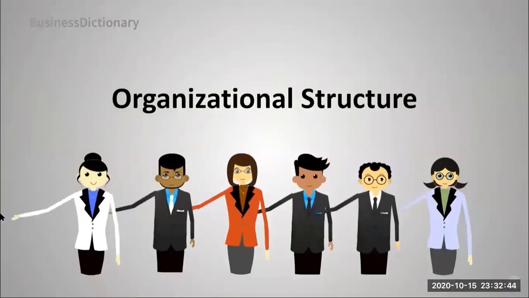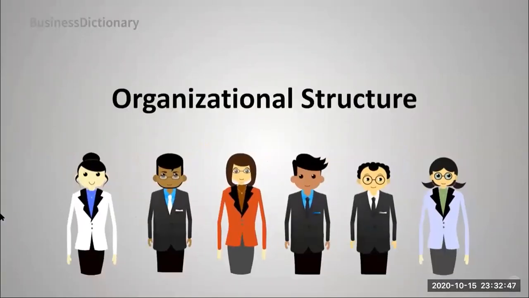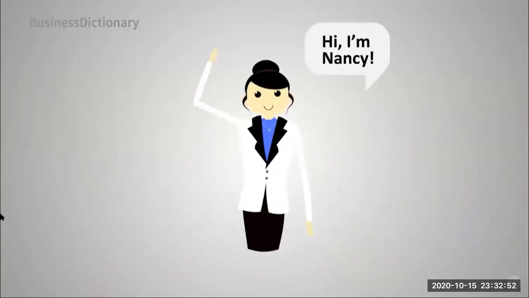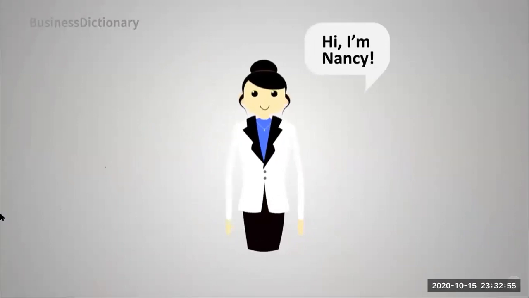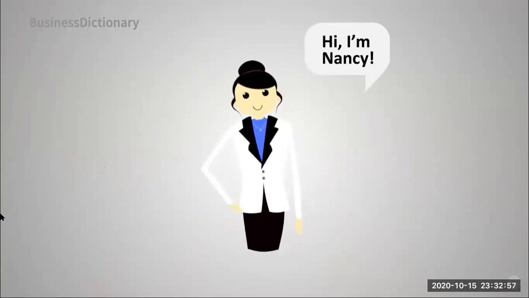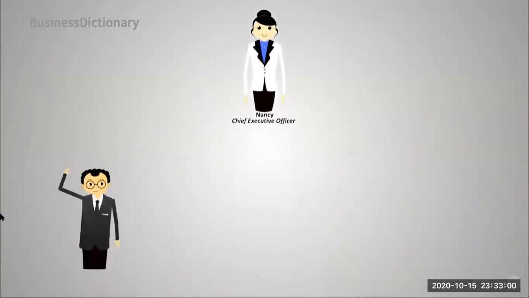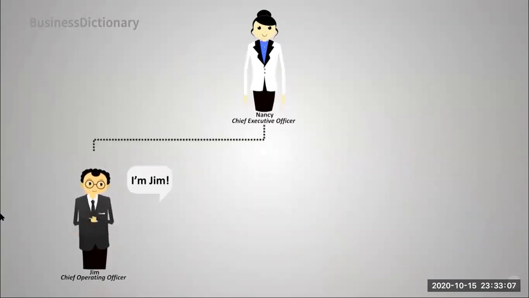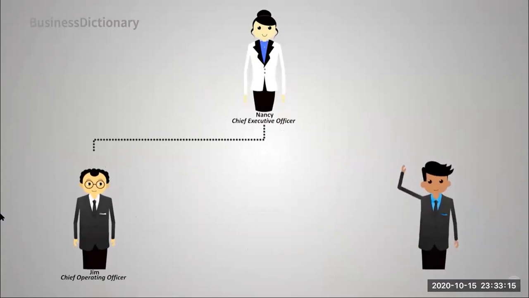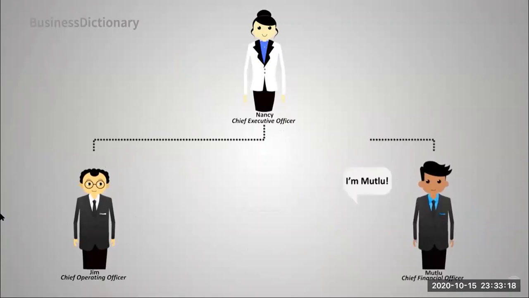Hello there, buddy. With a little help from my animated friends, let's find out what organizational structure means. Now meet Nancy. She's the Chief Executive Officer, or CEO of Awesome Corp, a company with 35 employees. Well, this is Jim. He's the Chief Operating Officer, or COO, of Awesome Corp. He's Nancy's second in command and reports directly to her. Jim oversees a wide variety of areas, including production, sales, and marketing. Mutlu is the Chief Financial Officer, or CFO. Simply put, he's responsible for the financial health of the company.